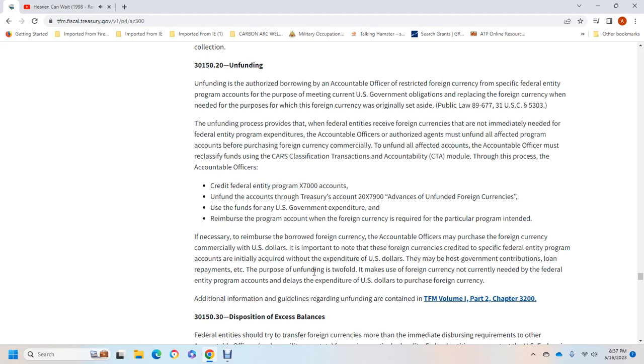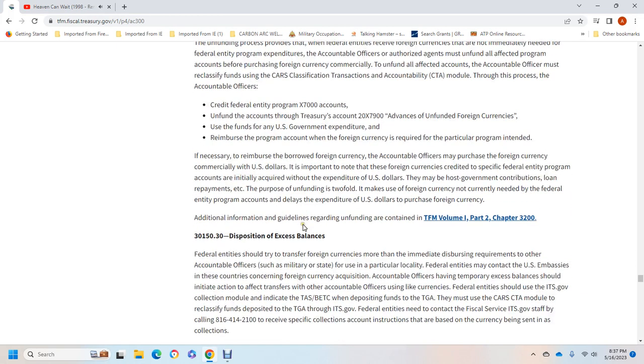Dollar for the purchase of foreign currency. Additional information and guidelines regarding unfunding are contained in the Treasury Financial Manual, Volume 1, Part 2, Chapter 3200, 3150-30, with the disposition of excess balance. Federal entities transfer the foreign currency to meet the immediate disbursement requirements of the accountable officer for the military and state for a particular locality.